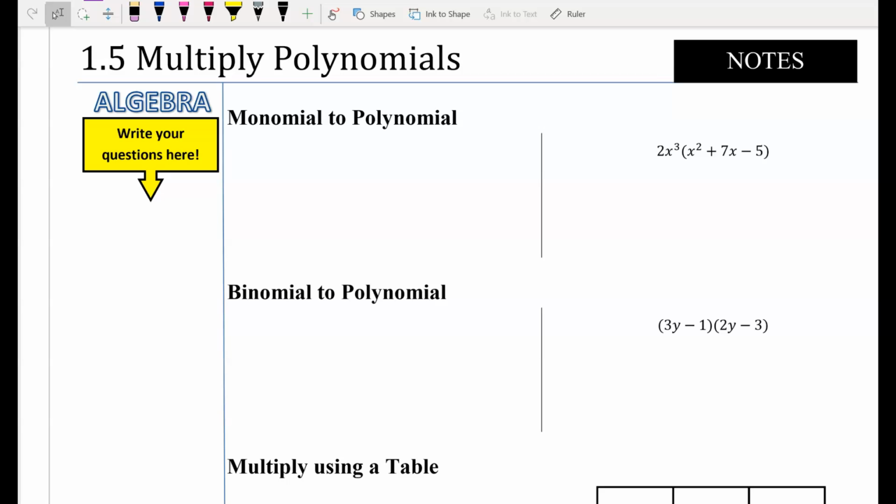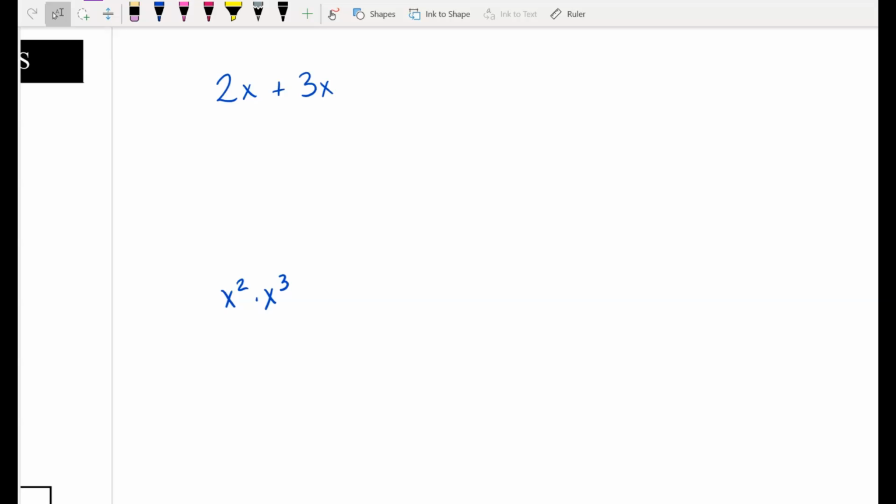In 1.5, we're going to multiply polynomials. This is the last lesson in this unit, and we're going to be putting a lot of our ideas together. First, I want to review with you the difference between repeated addition, which is multiplication, and repeated multiplication, which involves exponents.